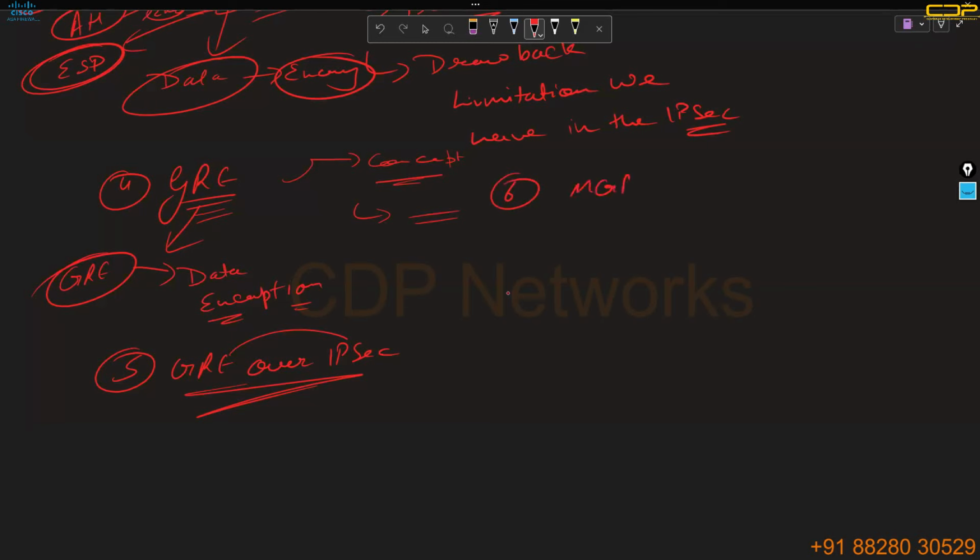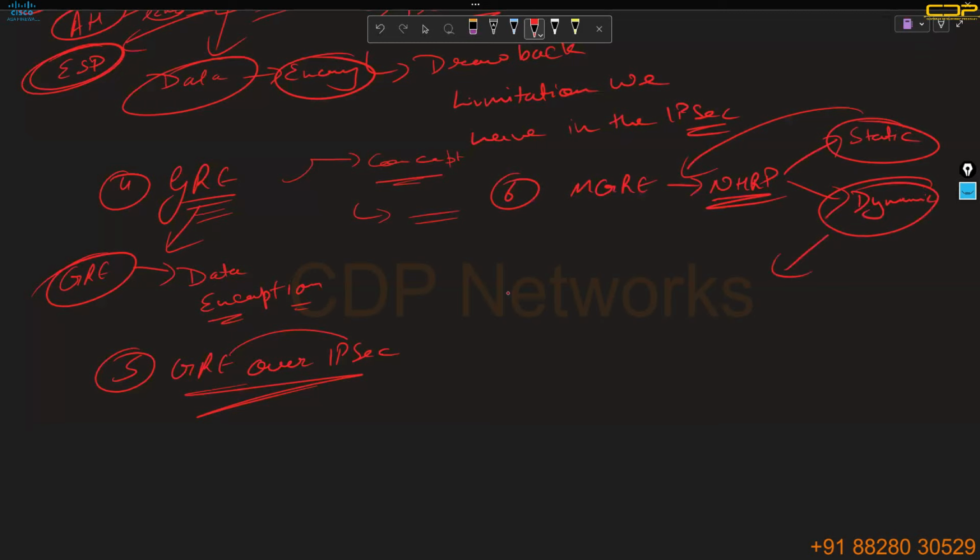MGRE. MGRE uses one protocol, that is Next Hop Resolution Protocol. Basically, this NHRP is of two types: one is static and one is dynamic. If you talk about the static, we have the MGRE concept. If you talk about the dynamic, we have a very core topic of our ASA, that is DMVPN. In the DMVPN we have three phases.